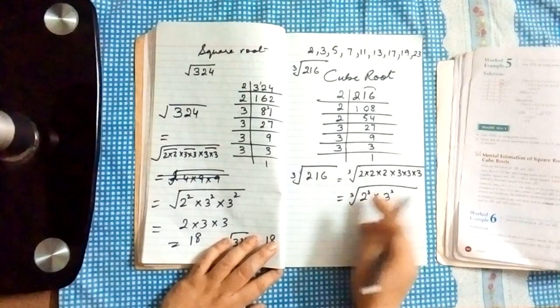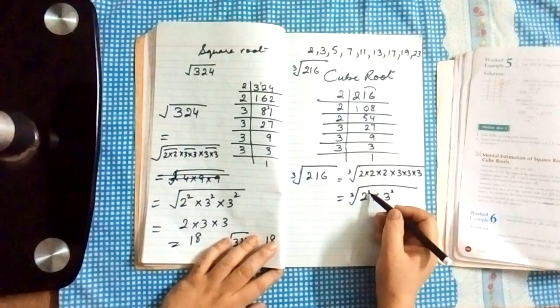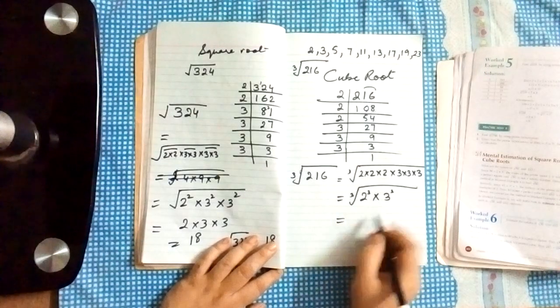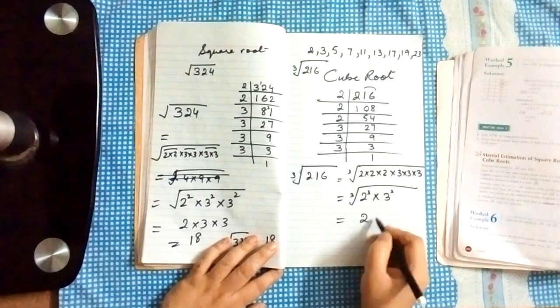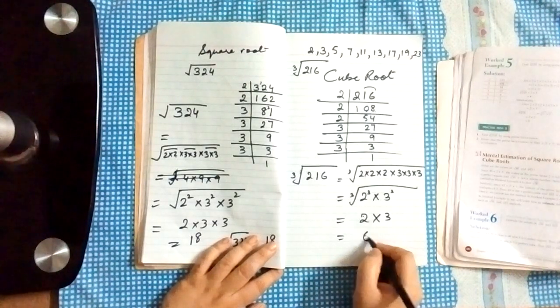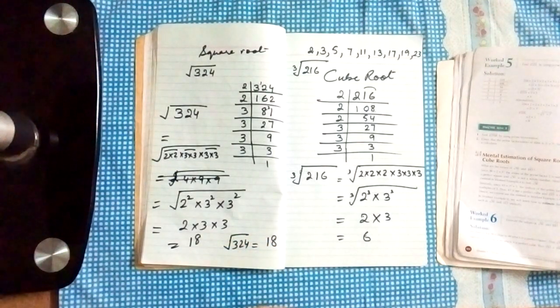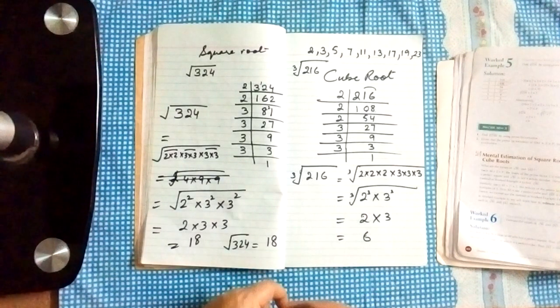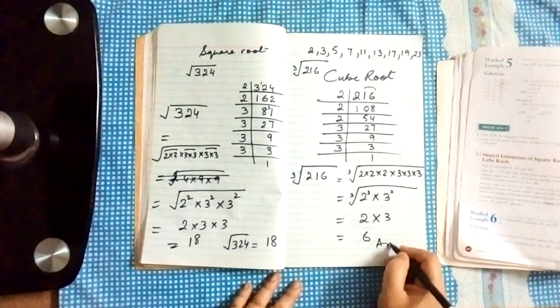You know that the cube root is cancelled by the cube, so it is equal to 2 into 3, that is equal to, 2 threes are 6. So cube root of 216 is equal to 6. That is the answer.